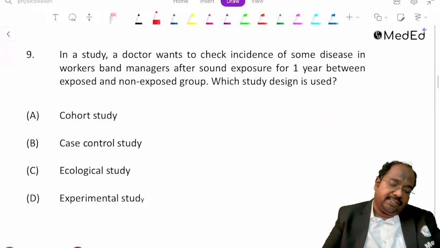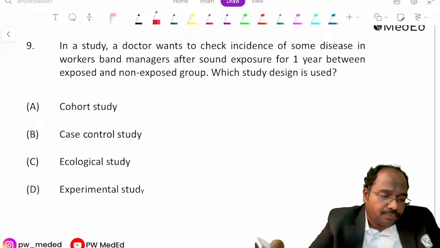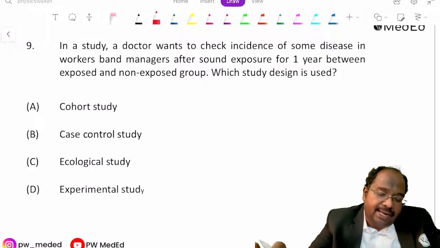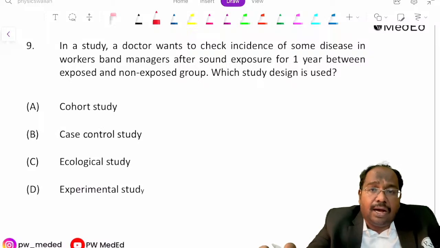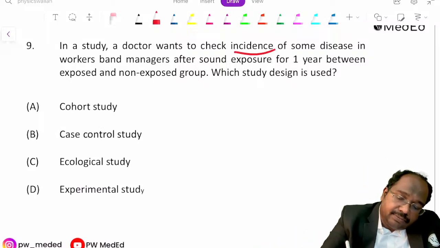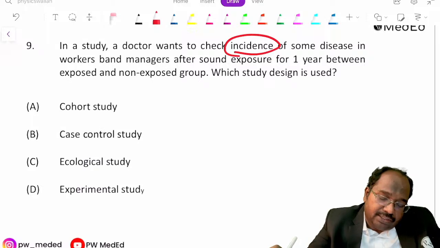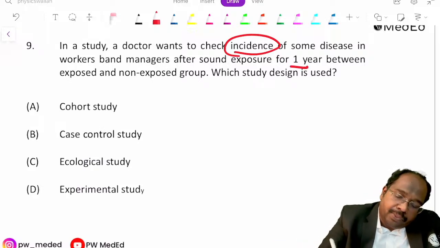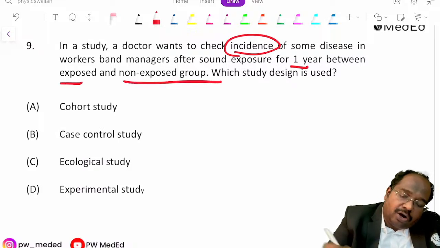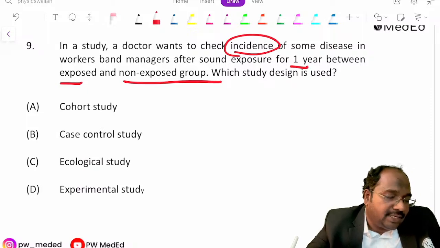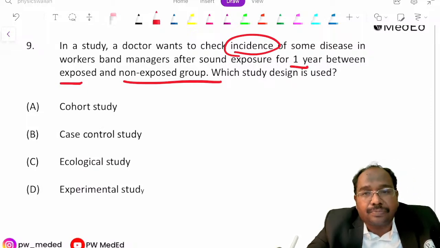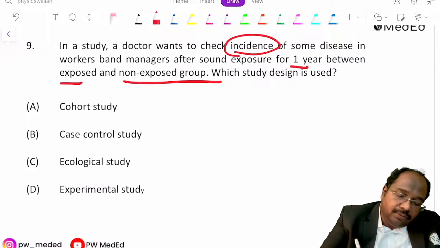Answer the next question, guys. In a study, the doctor wants to check the incidence of some disease in workers, band managers, after sound exposure for 1 year between exposed and non-exposed groups. What is this study design? Come on, answer it.